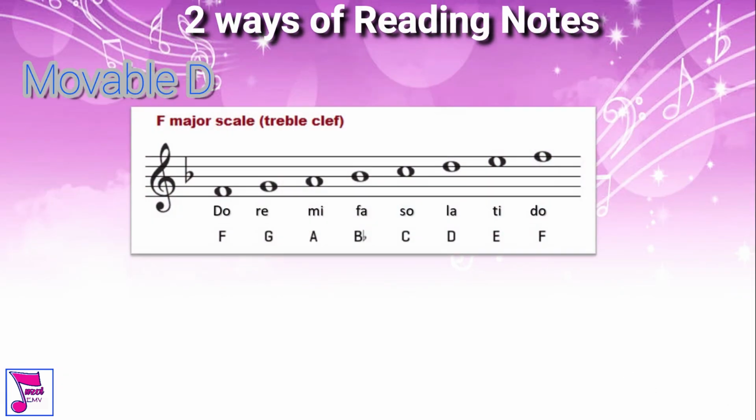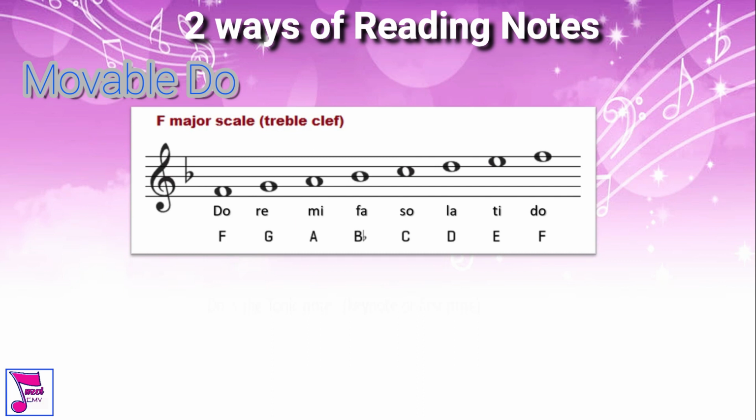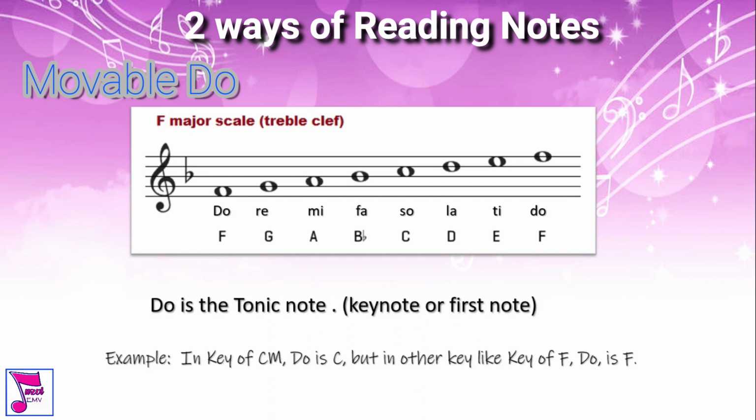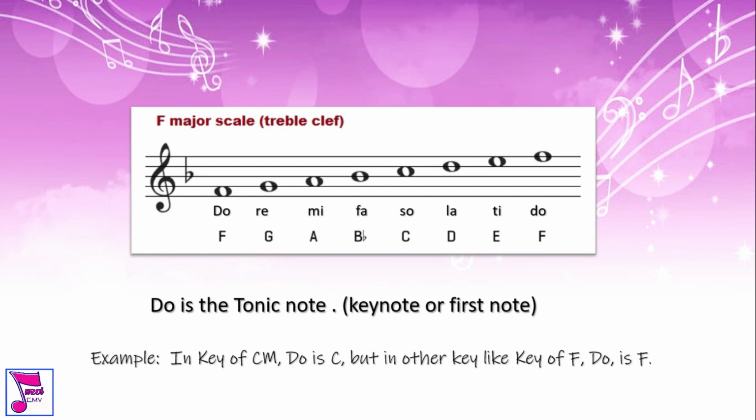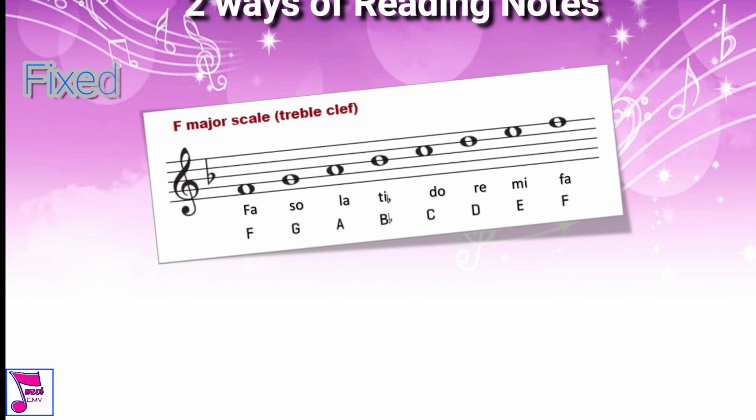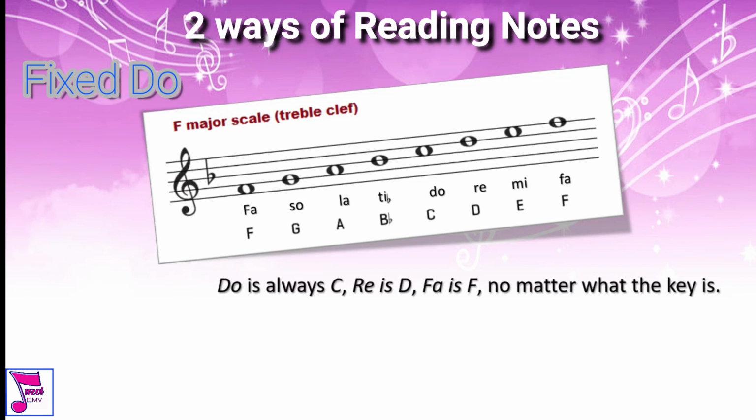There are 2 ways of reading the notes on the different key signatures. First is the movable Do. Movable Do means Do is the tonic note, key note or first note. For example, in the key of C major, Do is C, but in the key of F major, Do is F. The second way of reading notes is the fixed Do. This means Do is always C, no matter what key you are in.